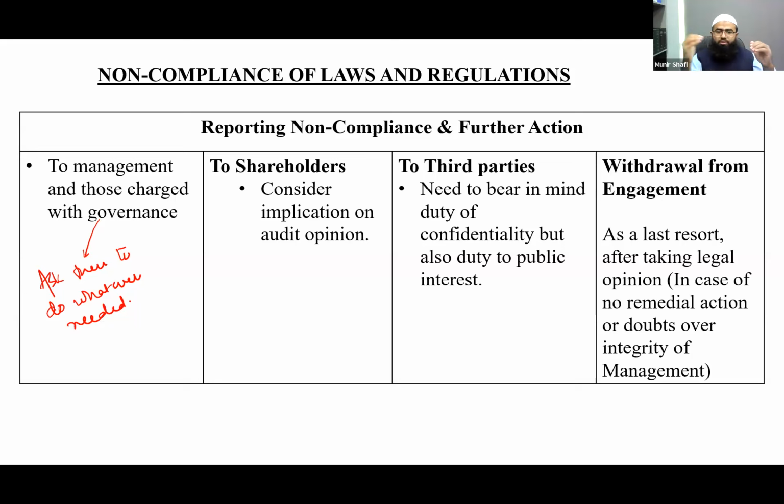Okay. So for third parties, you need to bear in mind the duty of confidentiality, but also the duty to the public interest. If it is for the good of the people, and your legal advisor suggests go for it, report to the external authority, and withdrawal from the engagement is a last resort after taking legal opinion. If there is no remedial action or there are doubts over management's integrity, no option left but to withdraw from the engagement. Getting it?